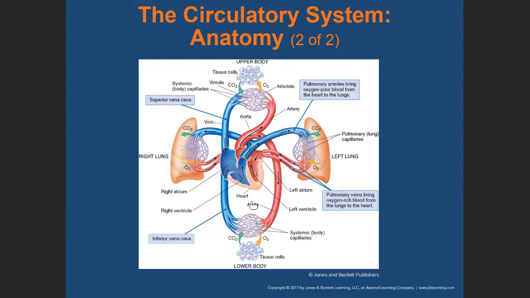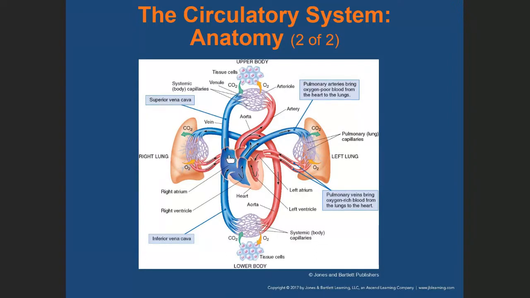All right. So starting on the right side, we're looking at the movement of blood. You must be able to follow the movement of blood through the circulatory system. Deoxygenated blood from the upper portion of the body and the lower portion of the body will travel via the superior and inferior vena cava. That blood will then enter the right atrium.